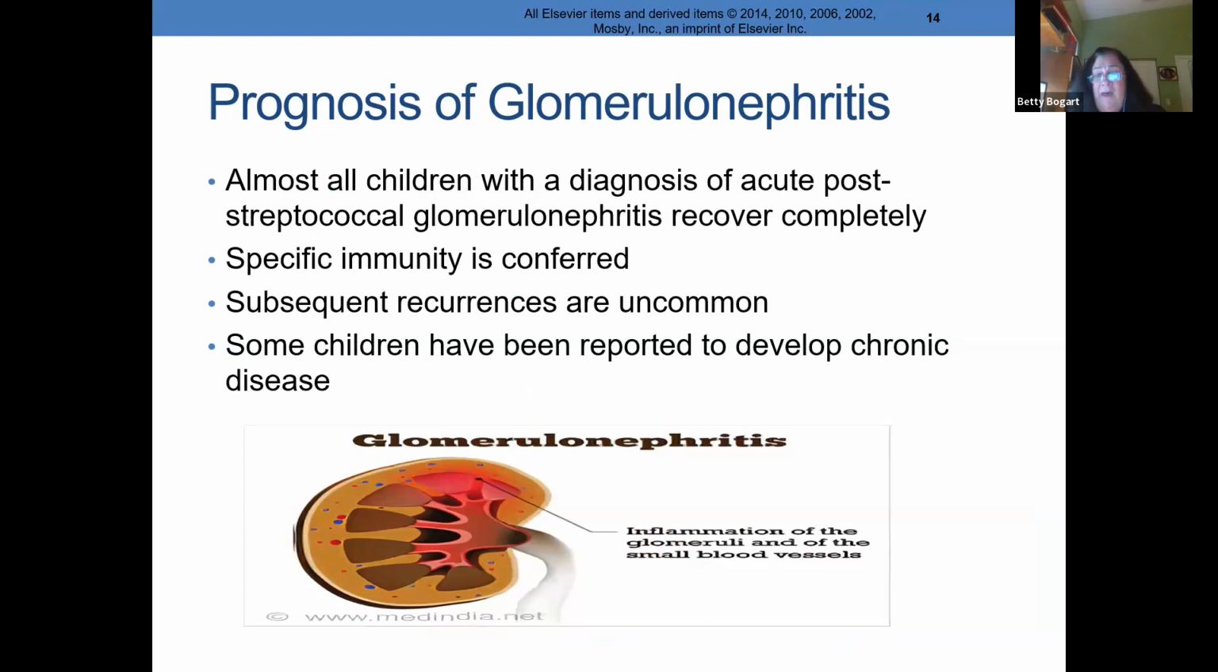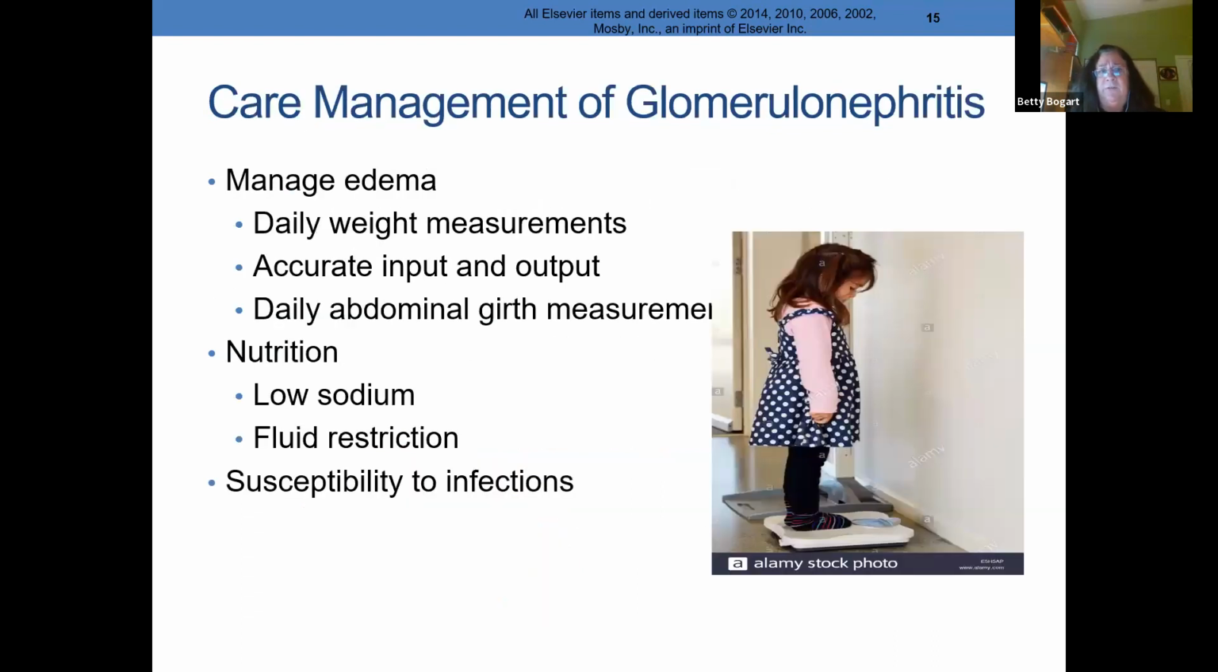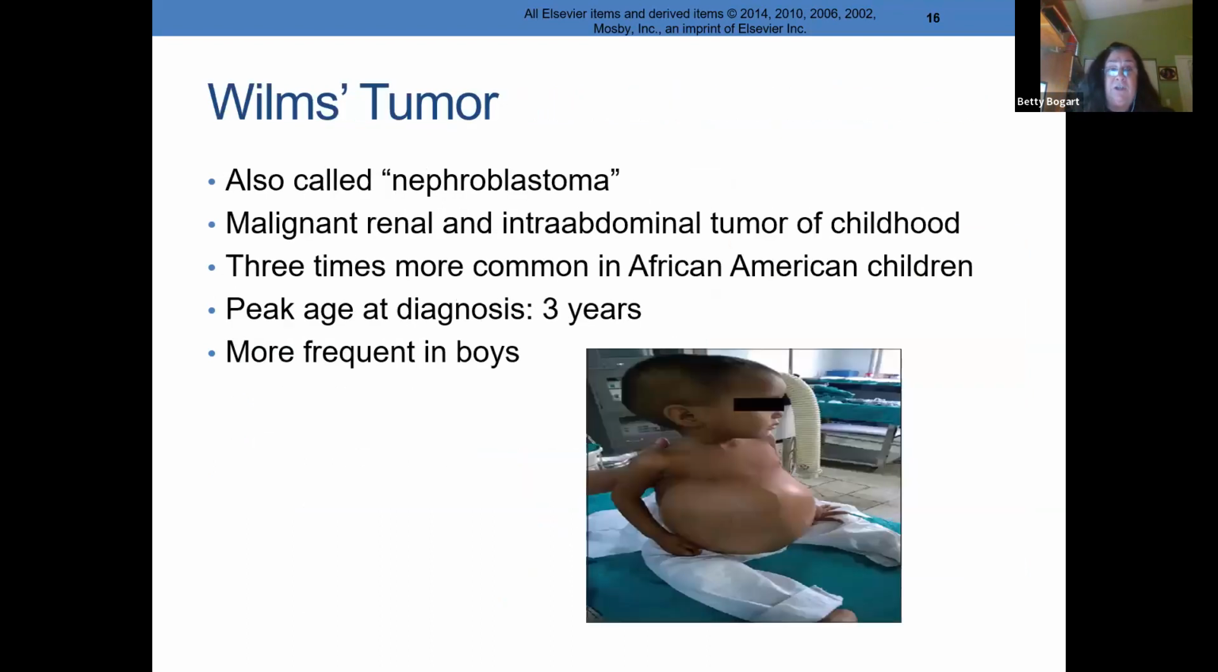Now, some of them, because they weren't treated quick enough or they're non-compliant, become chronic, which means they'll always have problems with their urine, oliguria, and requiring those fluid restrictions and salt restrictions and being monitored closely. So again, watch this fluid. It's going to be daily weights, INO. And in this case, with glomerulonephritis, we'll be measuring the abdominal girth. Maybe there's some swelling going on in the abdomen. Again, low sodium, fluid restrictions, and also some susceptibility to infections.